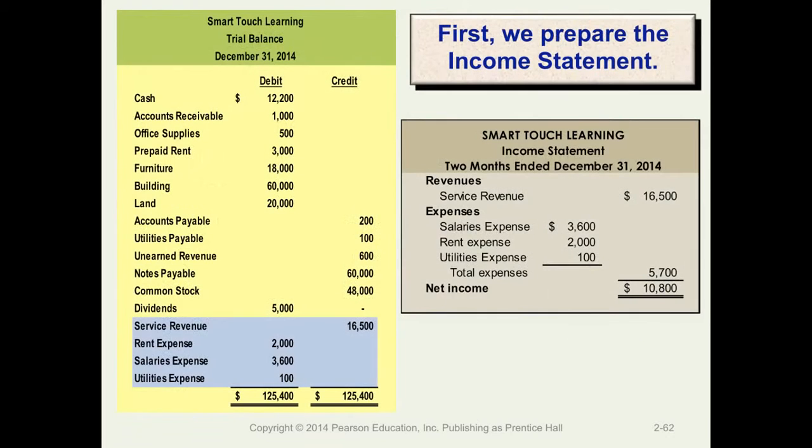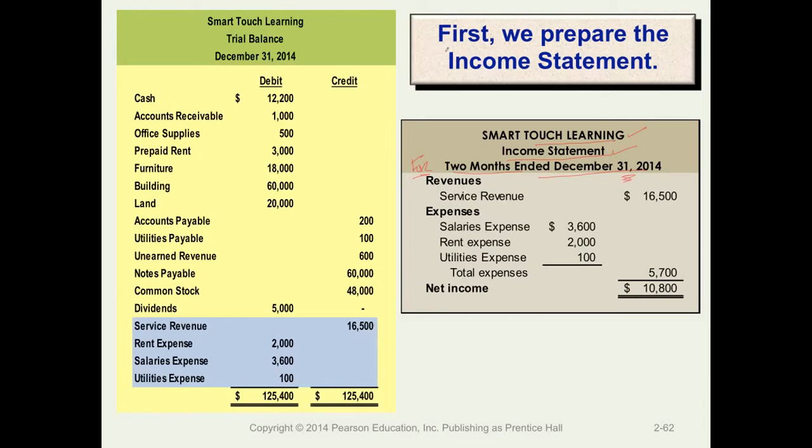So let's go to the next slide, and you'll see that this has been highlighted for us. All of the revenue and expense accounts, all of the income statement accounts, are in fact highlighted in blue. So for the year, and again, don't forget, Smart Touch Learning, name of the company, name of the statement, and this is a flow statement. The income statement is for the 2 months ended. Remember, the company began in November.